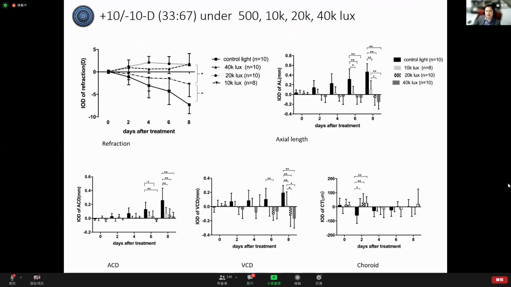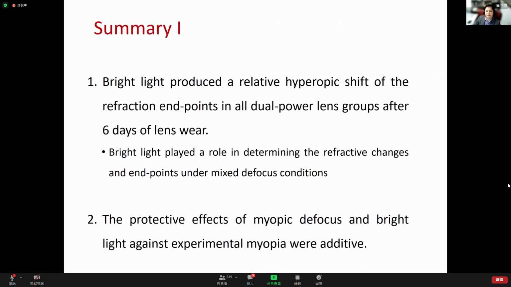In a separate experiment, we compared the effects of different intensities of bright light. In brief, bright light of 20,000 or 40,000 lux reversed the myopic growth to a similar extent, while bright light of 10,000 lux produced a partial inhibition of the myopic growth. In other words, there was a dosing effect, and the maximum anti-myopia effect can be achieved by a light intensity somewhere between 10 to 20,000 lux for the species of chicken.